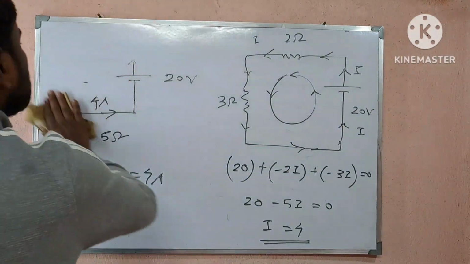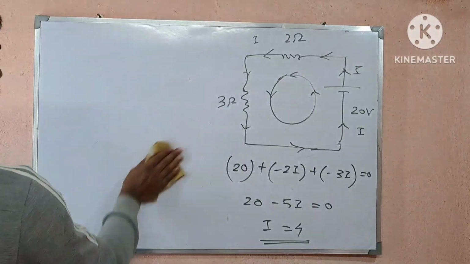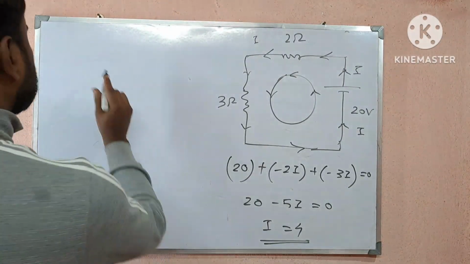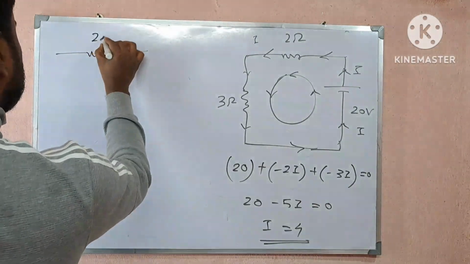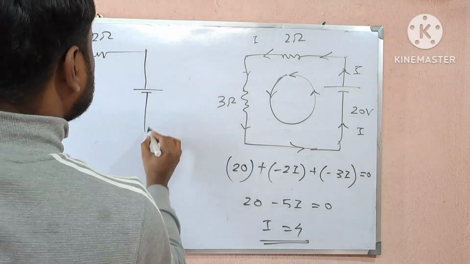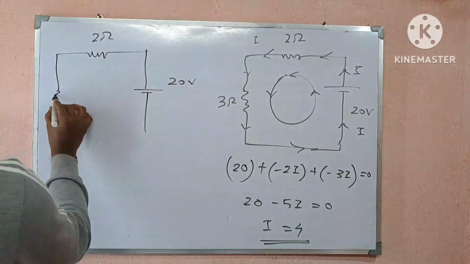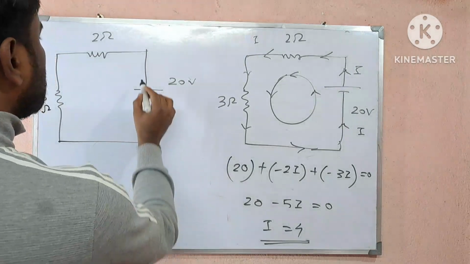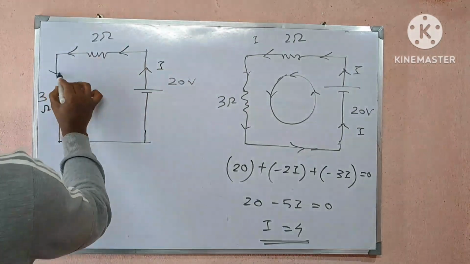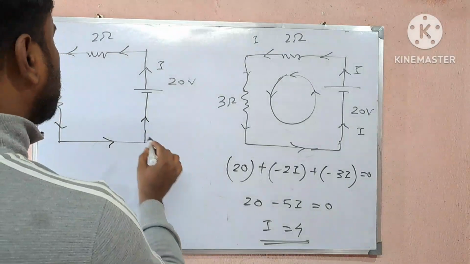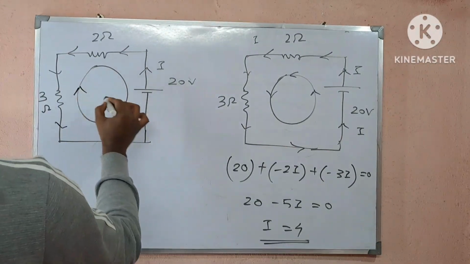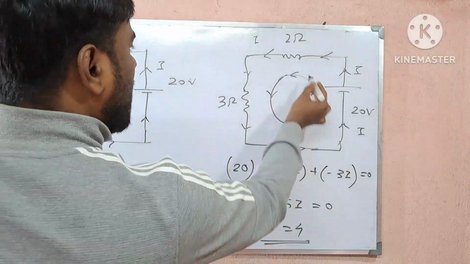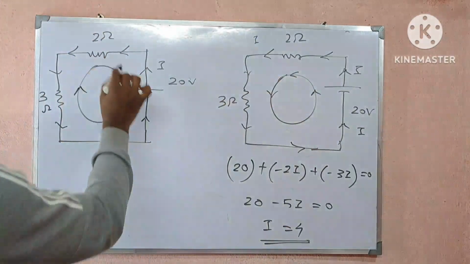Now, we will solve it for a different direction of path. Let's say this one is 2 ohm, this one is 20 volt, this one is 3 ohm. So now you have to break the currents. So these are the currents. And let's say here the direction of path is this. Just see here, that one is anti-clockwise and that one is clockwise.